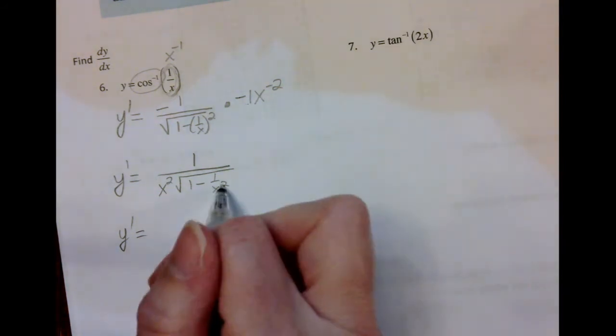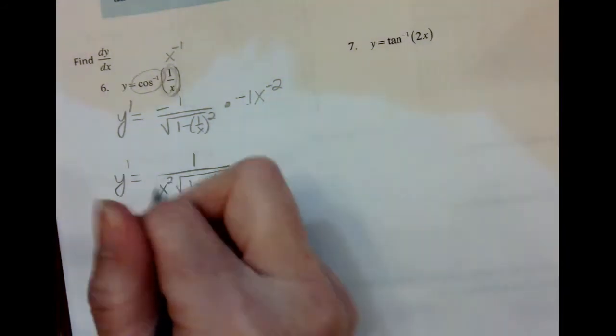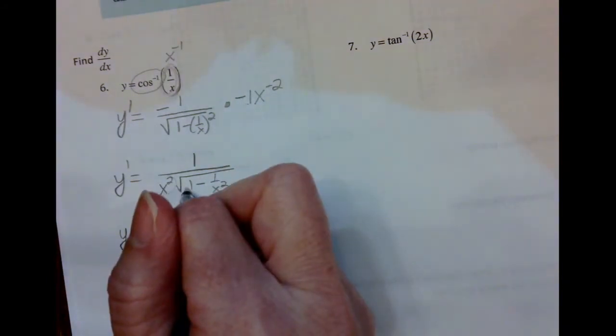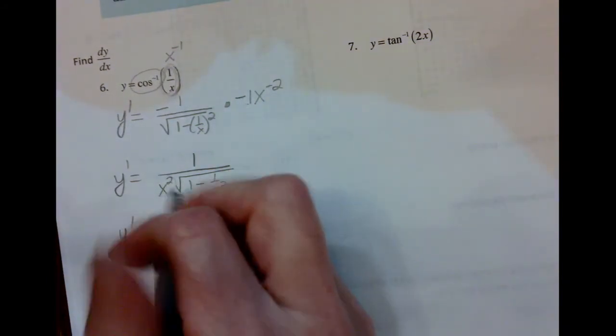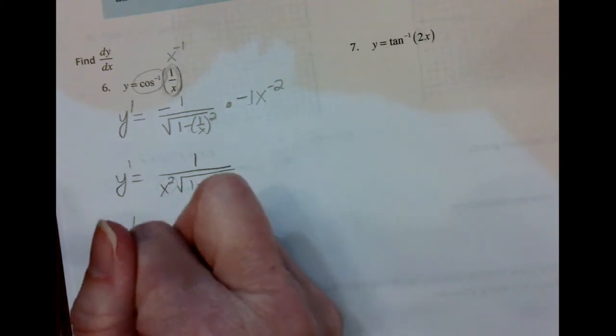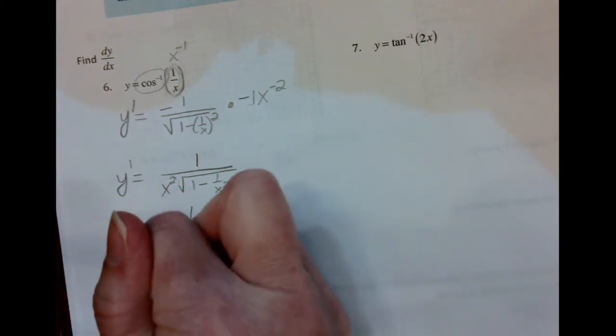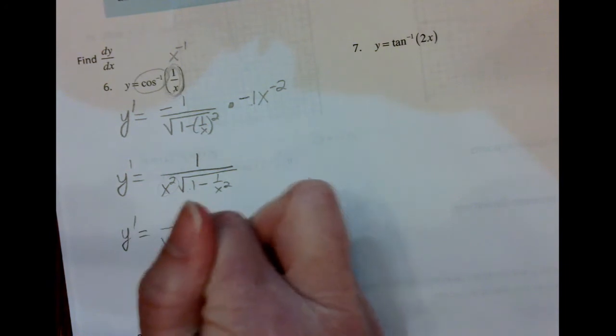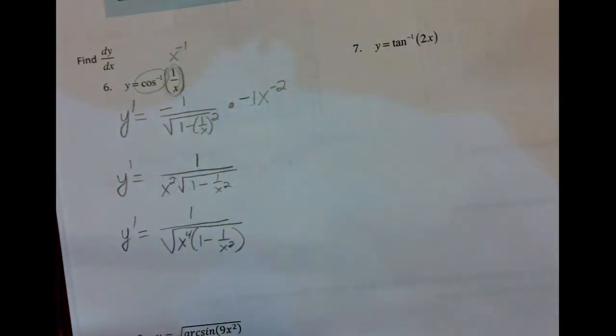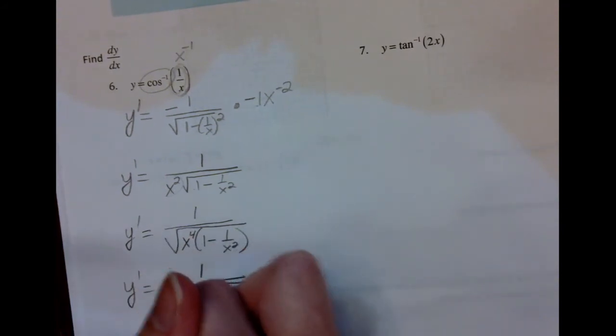One of the things that you can do to simplify, to not have this be a complex fraction, is to bring the x squared inside the square root. To bring something inside, you need to square it. 1 over the square root of x to the 4th times 1 minus 1 over x squared. That turns into 1 over the square root of x to the 4th minus x squared upon distributing. This is one possible answer, and it's not a complex fraction.